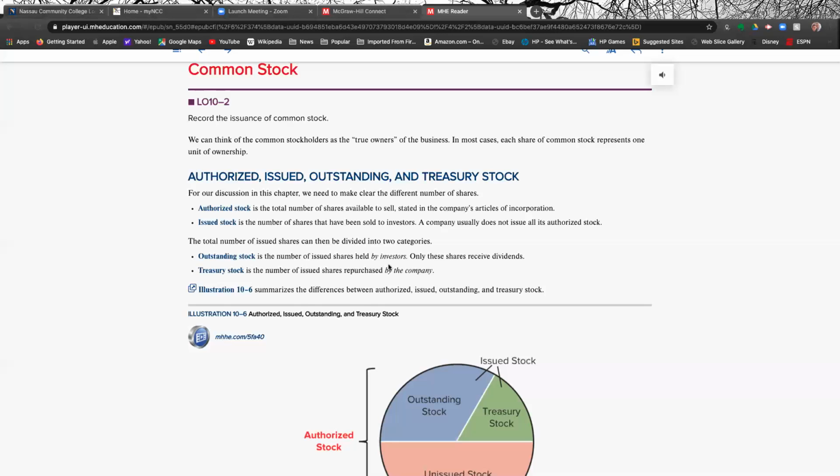And then they mention here only outstanding shares receive dividends. So that's an important thing to remember. When we do the problems, you'll see. Treasury stock are the number of shares that were repurchased by the company. So issued shares minus treasury stock equals outstanding shares.